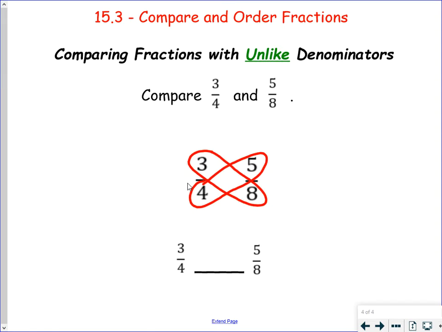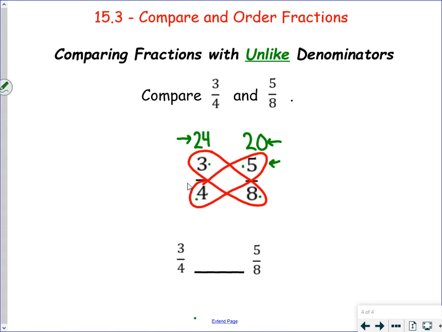Crisscross. Okay. So remember, you need to write it above the numerator that you're going to use. All right. So I'm going to start with 8 times 3. 8 times 3 is 24. Okay. So I'm going to write that above the numerator that I use. 4 times 5 is 20. So I'm going to write that above the 5 because I use the 5 as my numerator.